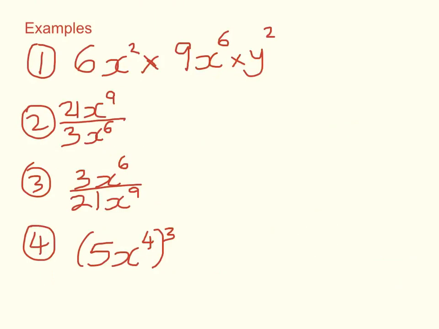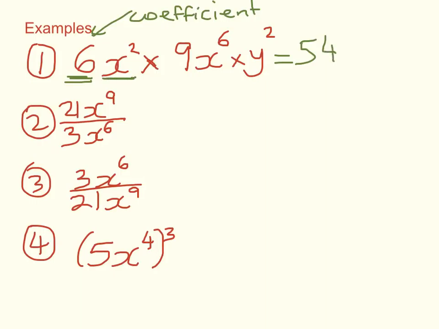Okay, so these 4 examples mix in numbers with our variables, and we call the number sitting next to a variable the coefficient of that variable. Okay, what we do with numbers is we work out the number part first. So this first one here is going to be 6 9s are 54. Now I've got x squared times x to the power of 6, so that's x to the power of 8, and I've got y squared.